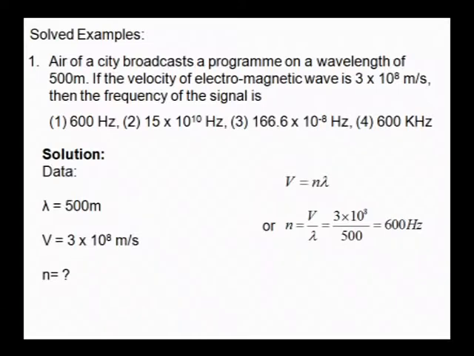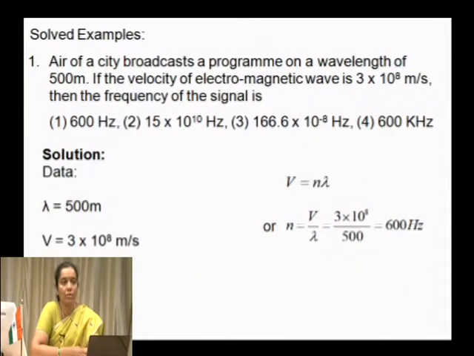Now, let us solve some problems based on the equation V is equal to n lambda and the equations of simple harmonic motion. The first problem: All India Radio of a city broadcasts a program on a wavelength of 500 meters. If the velocity of an electromagnetic wave is 3 into 10 to the power of 8 meters per second, then the frequency of the signal is dash.